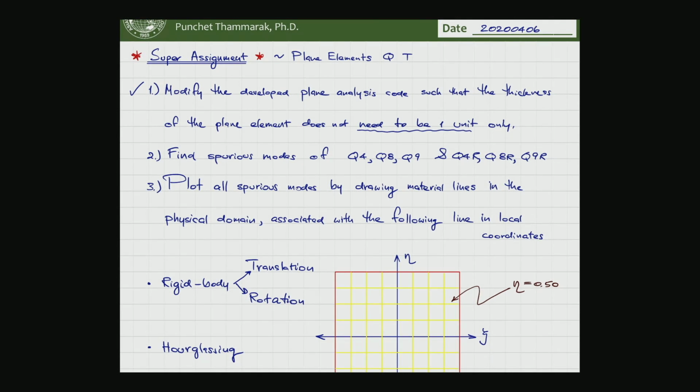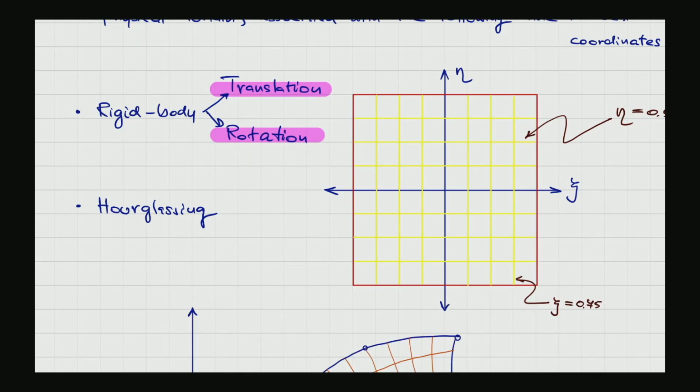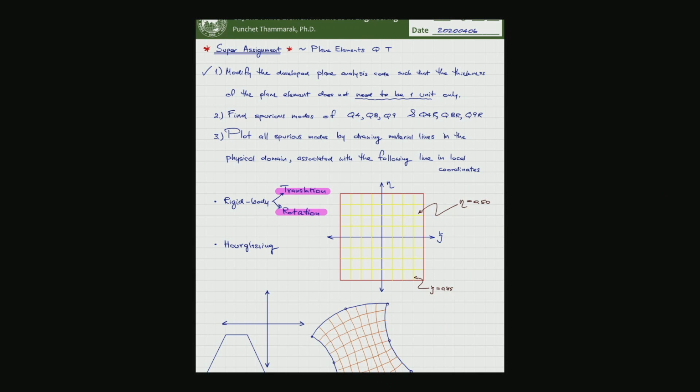Now let's move on. For the second point, I would like you to find the spurious modes, or in fact I should call them the zero energy modes. Zero energy modes are associated with quite many things, right? To the rigid body: the rigid body could have rigid body translation and rigid body rotation. How does rigid body translation look? Let's see.